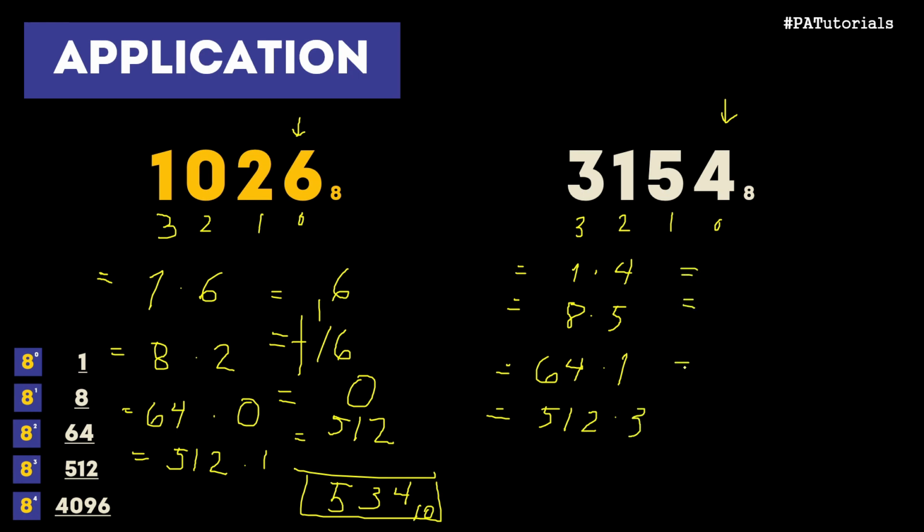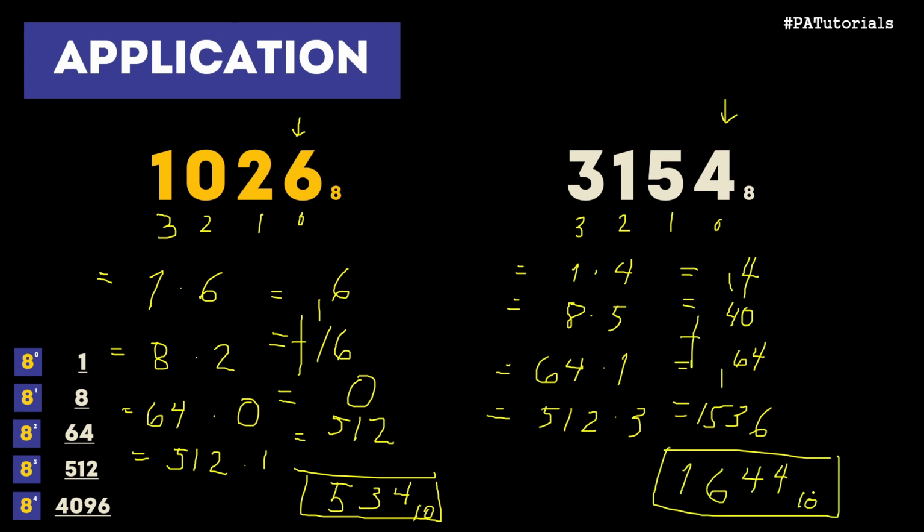So, ayan na yun. So, 1 times 4, that would be equal to 4. 8 times 5, that would be equal to 40. 64 times 1, that would be equal to 64. And then 512 times 3, that would be 1536. Okay? Again, i-add lang natin tong lahat. 1,644 base 10.